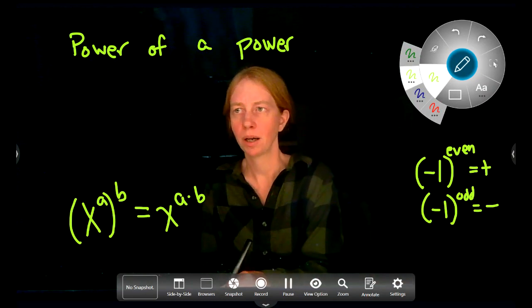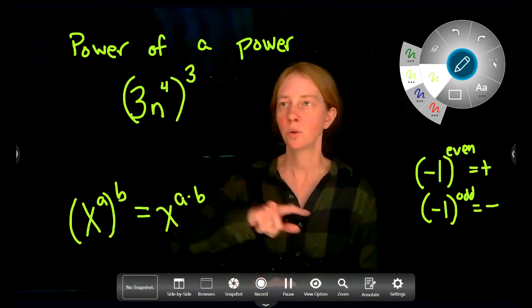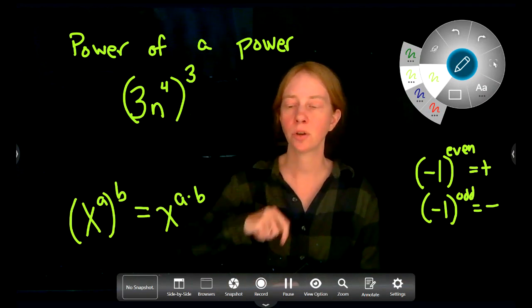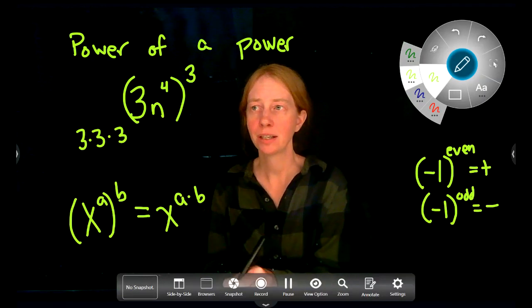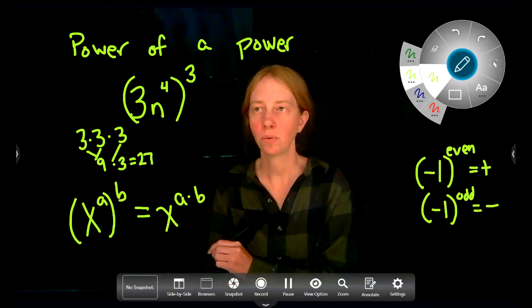I like this one. Okay, so here we go. We're going to do 3n to the 4th, cubed. Again, we're going to start with the coefficient. What is 3 raised to the 3 power? This time I'll write it out just in case you were shaky on that. The way I like to think through these is 3 times 3 is 9, times the next 3 is 27. You can write it out if you want.